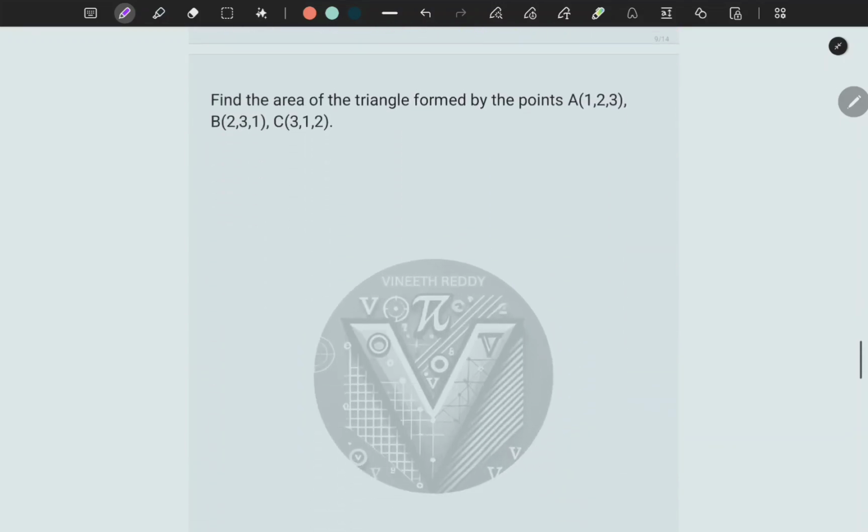Now let us go to the next question. We need to find the area of the triangle formed by the points A, B, C. Let us take OA vector as i cap plus 2j cap plus 3k cap. Similarly OB vector will be 2i cap plus 3j cap plus k cap, and OC vector will be 3i cap plus j cap plus 2k cap, right?